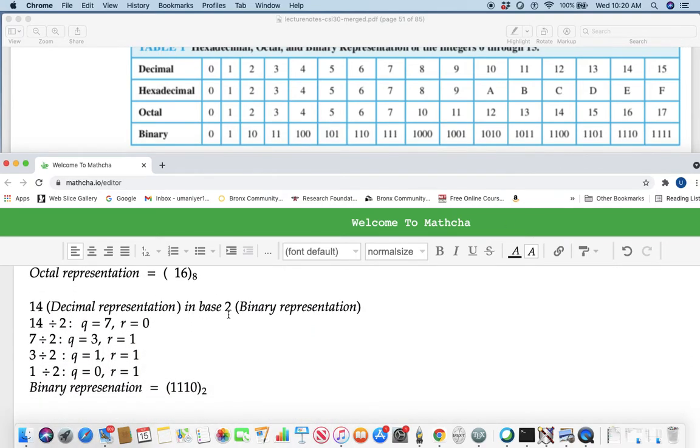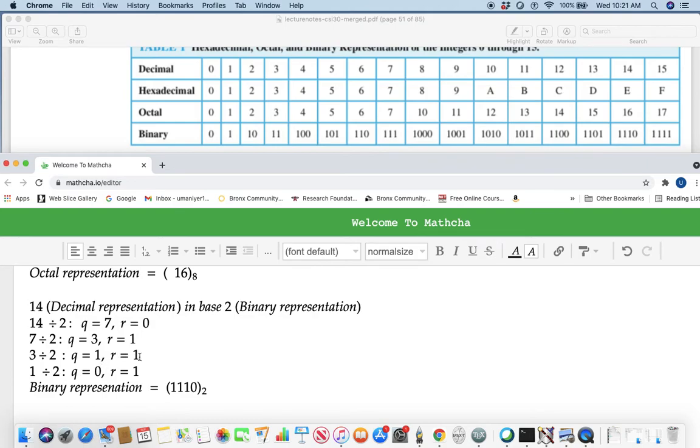Likewise, let's go to base 2. Take 14, that's your initial dividend, divide by 2. Quotient is 7, remainder is 0. That 0 is here. Take the quotient, that becomes your new dividend, divide by 2. Quotient is 3, remainder is 1. That 1 comes here.